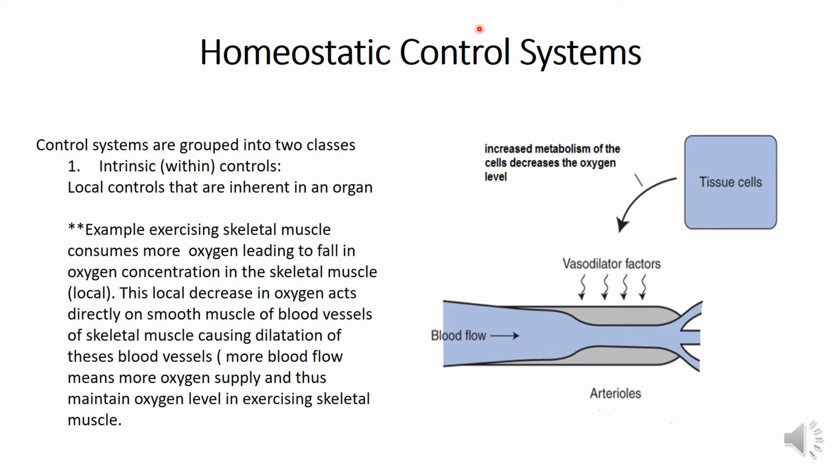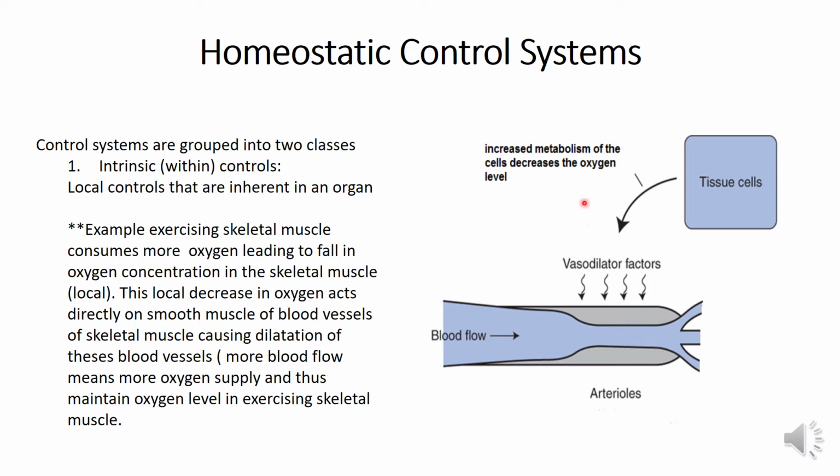Homeostatic control system. It means the control system involved in homeostasis. We have two types of control system in homeostasis. One is called intrinsic. It means within the organ. The best example is when we are doing exercise.